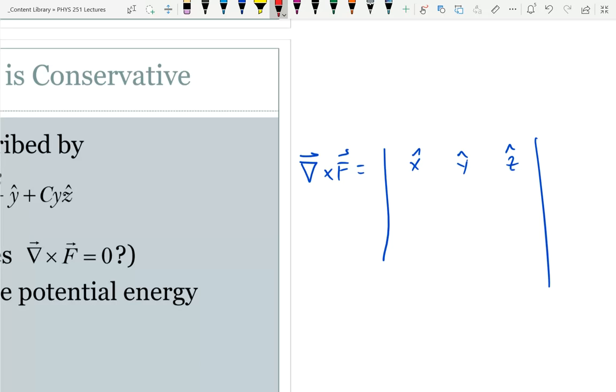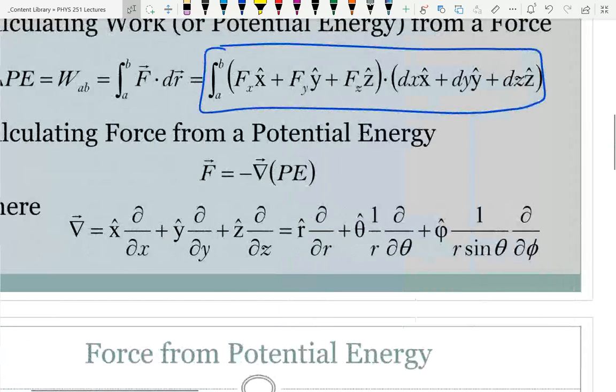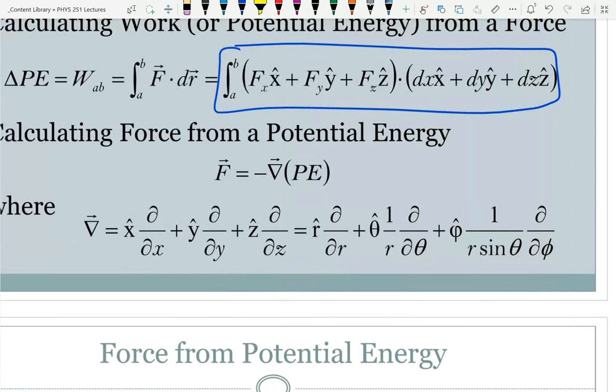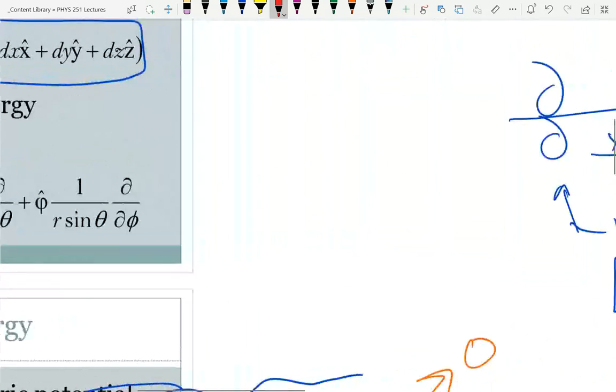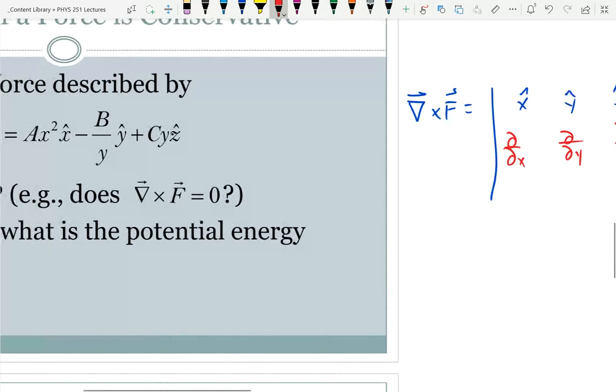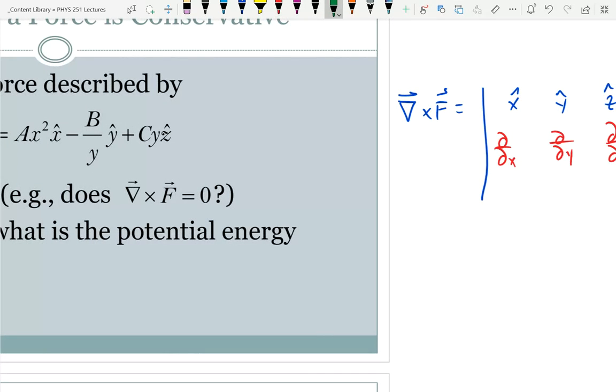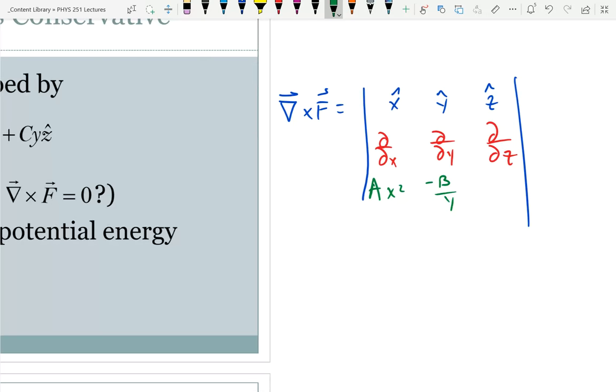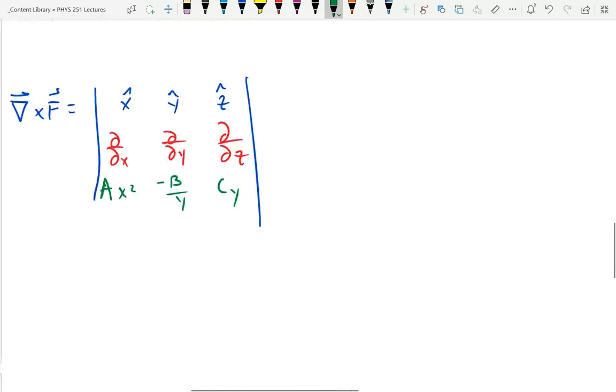So now I put in the gradient. The x component of the gradient was, what do those backwards sixes mean? Partials. So those come from this equation that you will be given on the test. Right there is what I have in the red. And then I just have to put my vector in. So my vector was ax squared in the x direction, minus b over y in the y direction, and cy in the z direction. And then I do my work. And if I get something that's not zero, I can stop there. I don't have to go to the brutal end. If I get something that's not zero, I'm done.